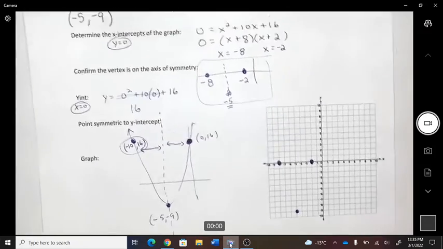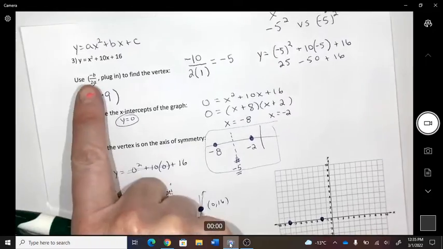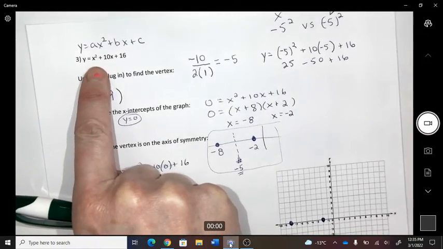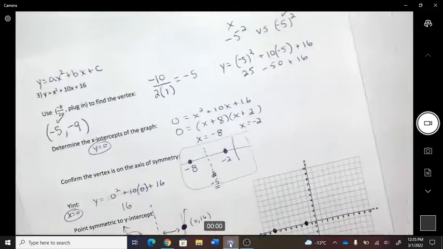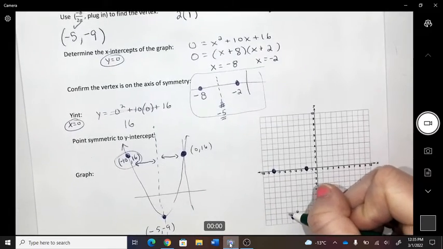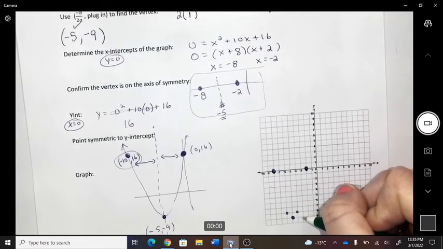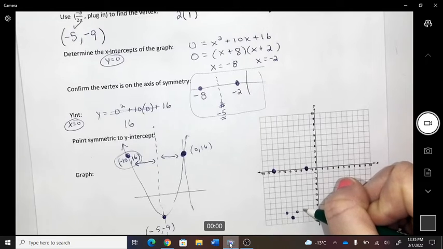Can we get a few more? What's our slope here? What was our slope? Just 1. So I'm going to go 1, 1, 2, 4.